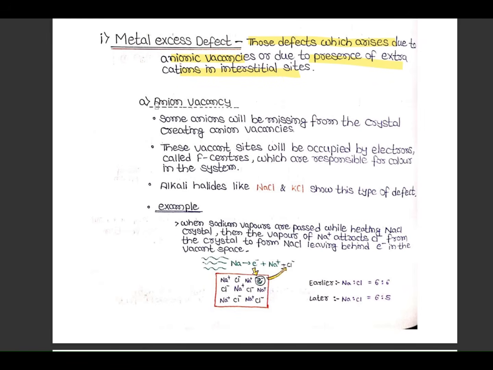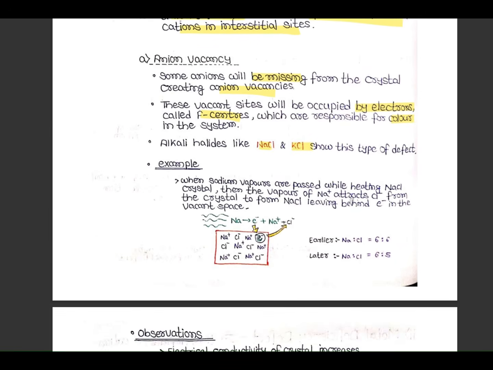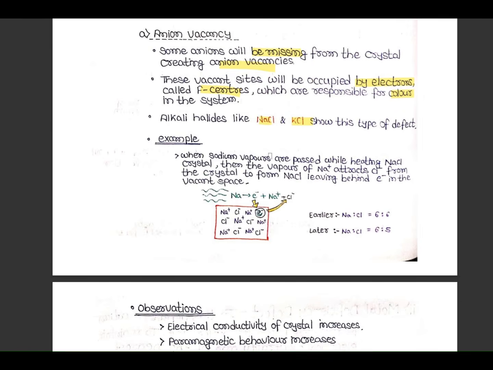First categorization is anion vacancy. Some anions will be missing from the crystal, creating anion vacancy. These vacant sites will be occupied by electrons of F center, which are responsible for color in the system. Alkali halides like sodium chloride and potassium chloride show this type of defect. Here is an example: when sodium vapor is passed while heating sodium chloride crystal, then the vapor of sodium attracts chloride ions from the crystal to form NaCl, leaving electrons in the vacant space.